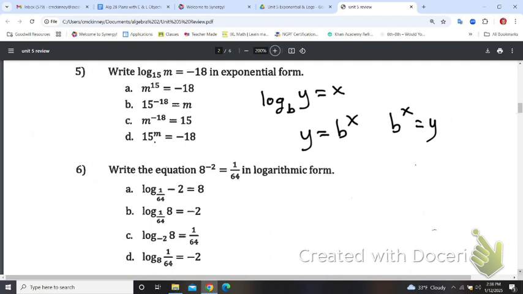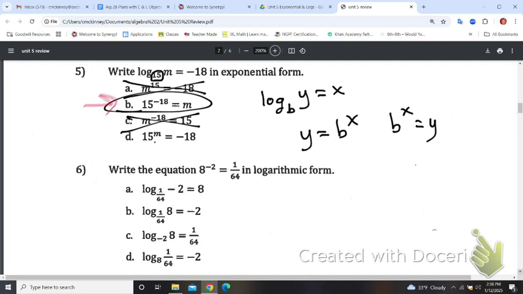So my base is 15. So as soon as I identify that my base is 15, I know no way is this the right answer, and no way is this the right answer. And then which one should be the exponent? The exponent is the one on the other side of the equal sign in log form, the negative 18. So I choose this, and I move along.